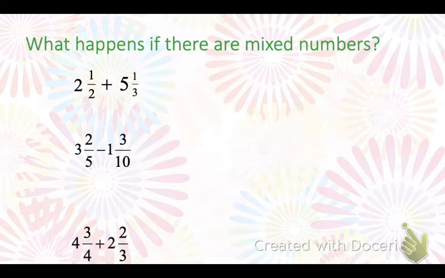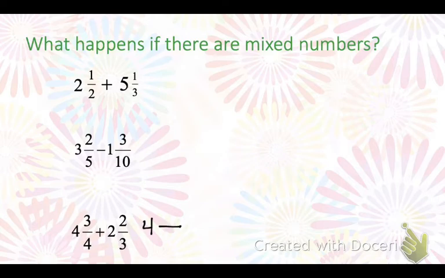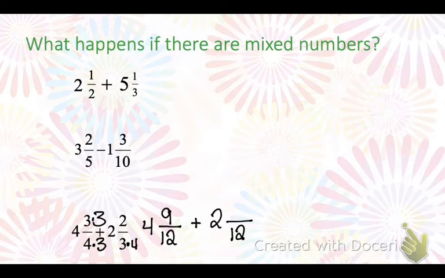All right, let's try another one. Keep the whole number. My common denominator between 4 and 3, another one that you should know easily, is 12. So 4 times 3 is 12. 3 times 3 is 9. 3 times 4 is 12. 2 times 4 is 8.